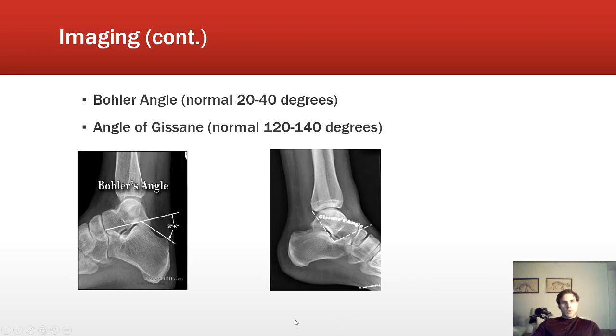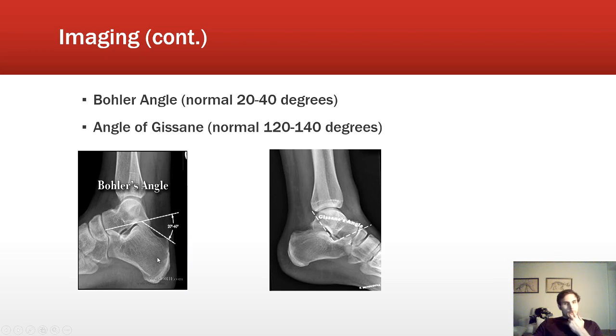So first is your Bowler angle. This angle is established by connecting intersecting lines, first from the superior portions of the anterior facet to the posterior facet, and then the superiormost portion of the tuberosity to the superiormost portion of the posterior facet. You take this angle here, and normal is between 20 and 40 degrees. So what does this help us determine? This helps us determine if you're dealing with some collapse of the posterior facet.